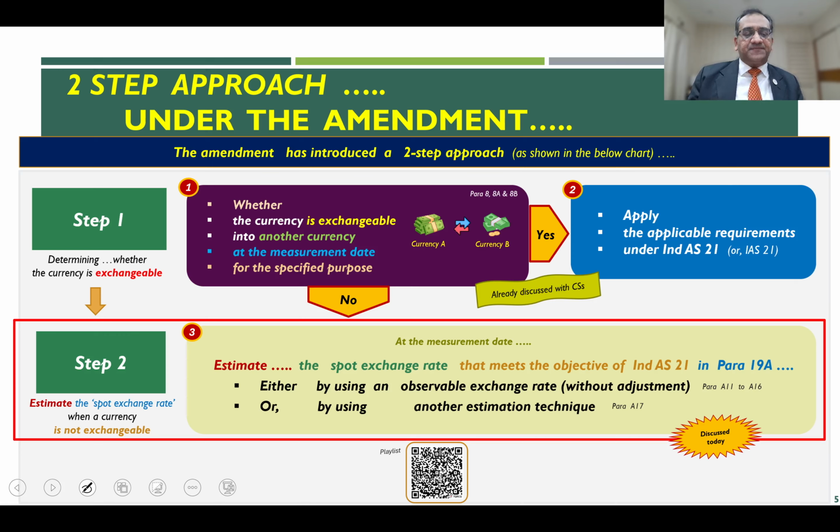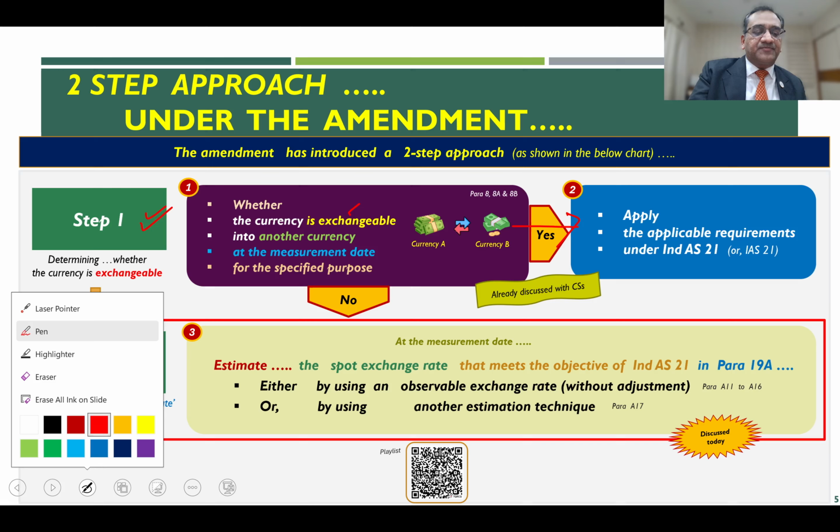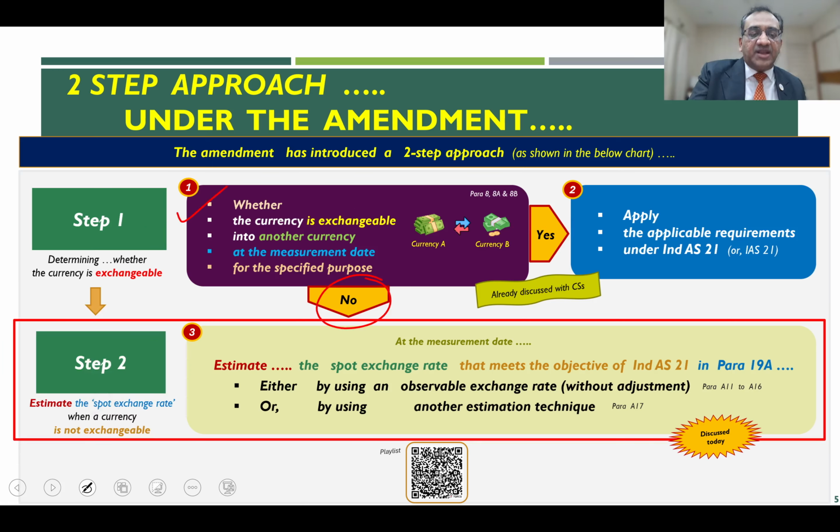Now, if you recollect, we have already discussed that as part of step 1, an entity needs to evaluate whether the currency is exchangeable into another currency at the measurement date for the specified purposes. And if our answer to this question is yes, of course, you will continue to apply the regular requirement under Ind AS 21 and IAS 21. But the challenge comes when the answer to question number 1 in step 1 is no, and that's what this amendment seeks to address.